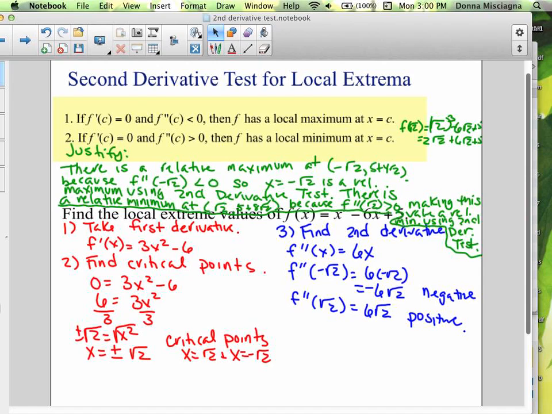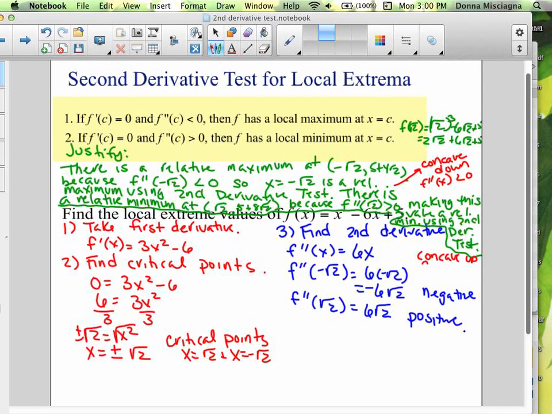Right? So in other words, right here we have a relative maximum because it's concave down, because f double prime of x is less than 0. And right here we have a relative minimum, because it's concave up. F double prime of x is greater than 0. Where the function's concave up, you're going to have a relative min. Where the function is concave down, you're going to have a relative max. So that's why when the second derivative is negative, it's a relative max. When the second derivative is positive, it's a relative min. All right?